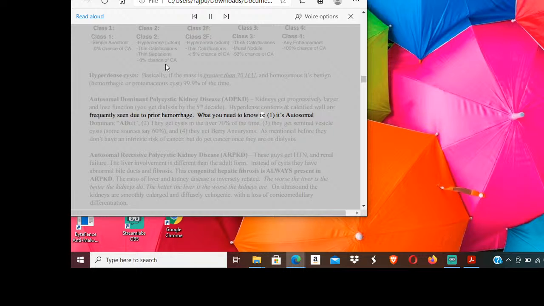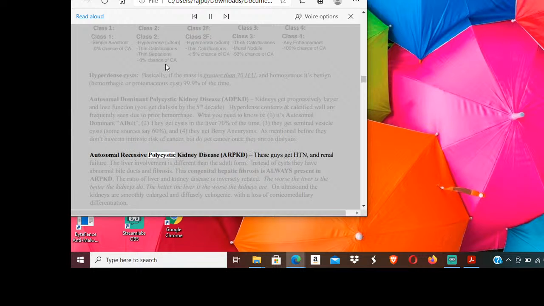What you need to know is, 1. It's autosomal dominant, ADPKD. 2. They get cysts in the liver 70% of the time. 3. They get seminal vesicle cysts, some sources say 60%, and 4. They get berry aneurysms. As mentioned before, they don't have an intrinsic risk of cancer, but do get cancer once they are on dialysis.